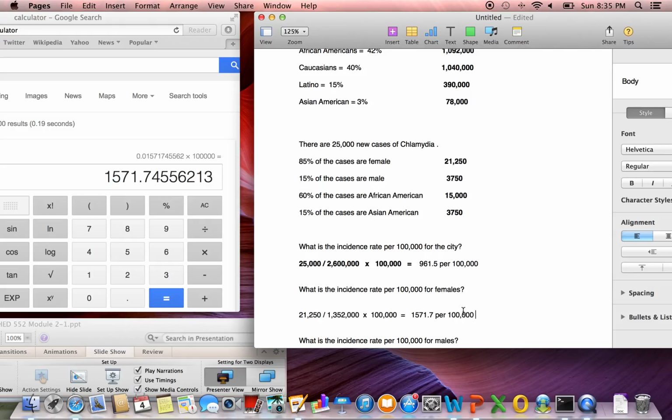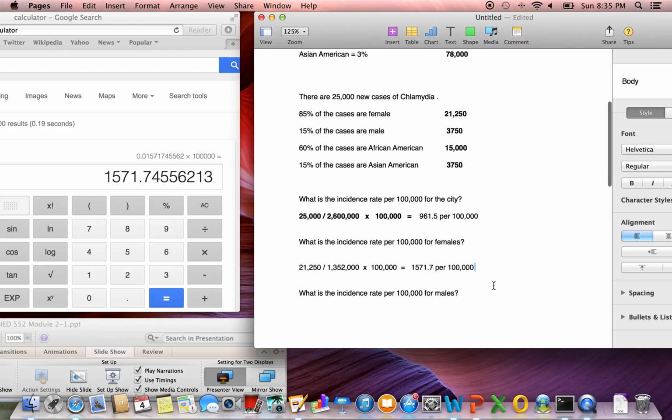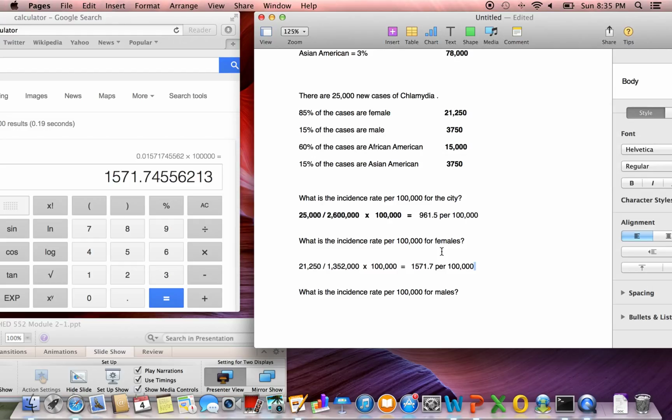Okay, so what you might be asking is how can the rate in the females be higher than the rate for the city? And just remember that 85% of the cases are female, and so 15% are male. So there's a much higher rate of this in the female population.